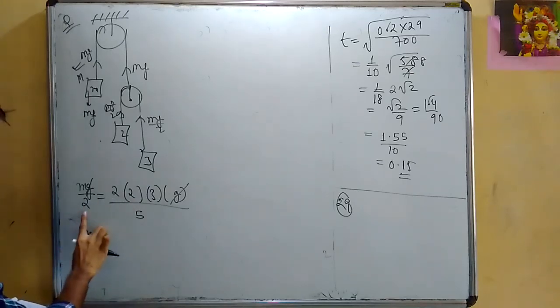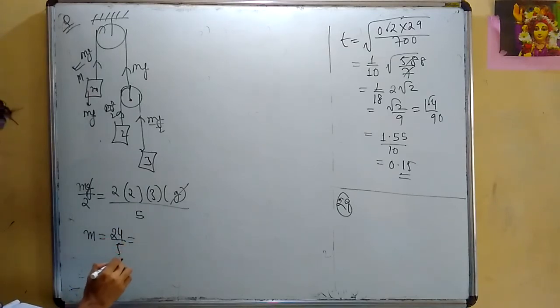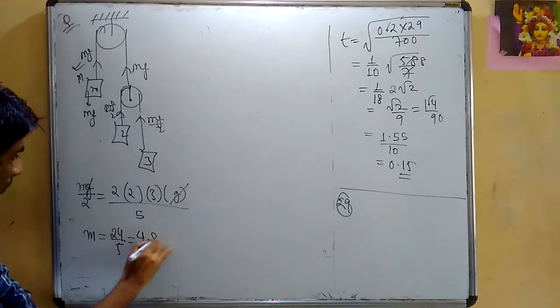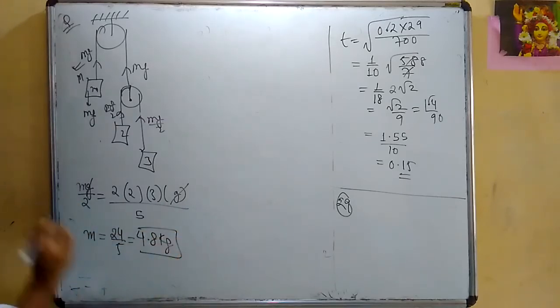2 to the 4, 4 to the 8, 8 3 the 24 by 5. 24 by 5, that is how much? 5 4 are 20, 4.8 kg. 4.8 kg is the answer.